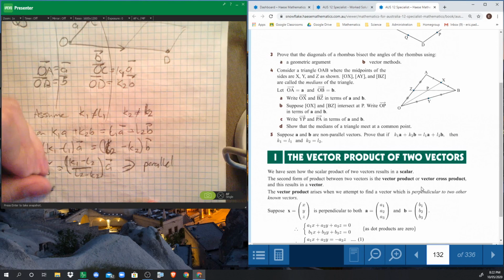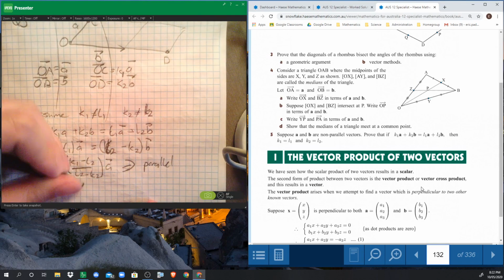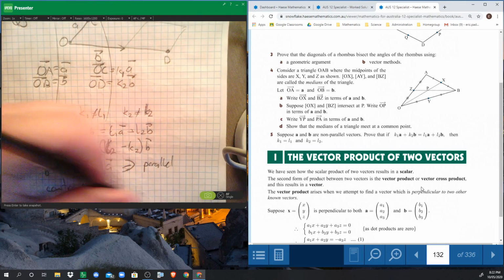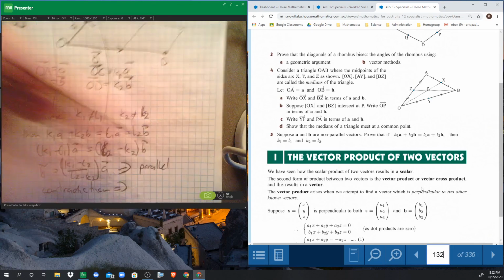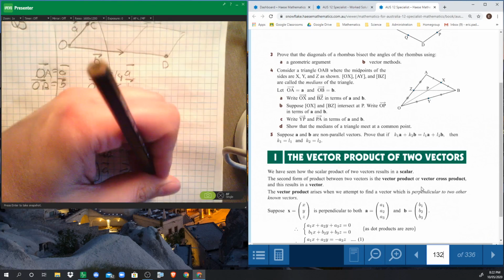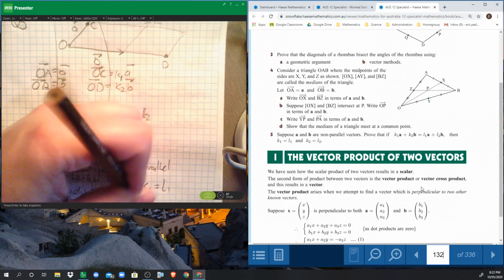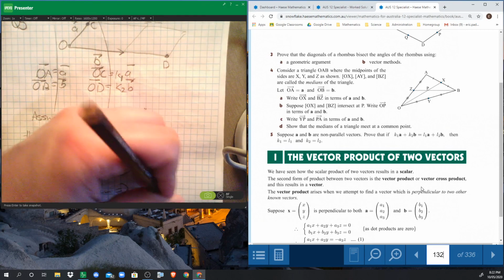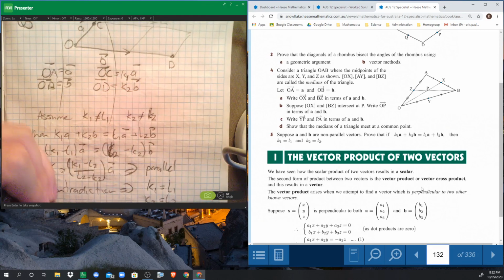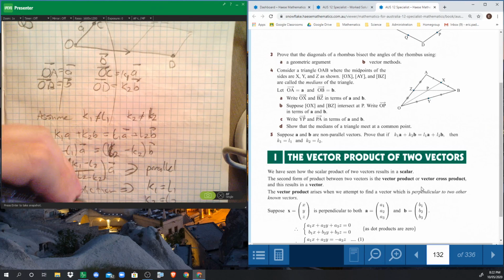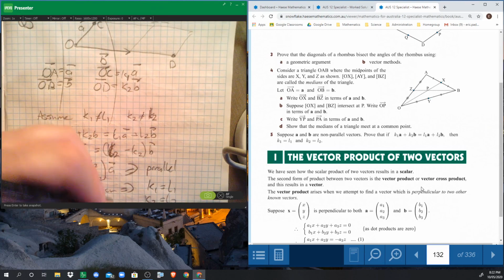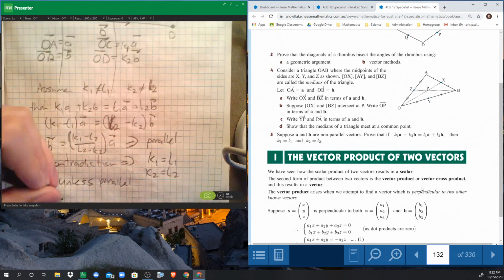There's a contradiction, which implies that K1 must equal L1 and K2 must equal L2, unless A and B are parallel. Proof by contradiction.